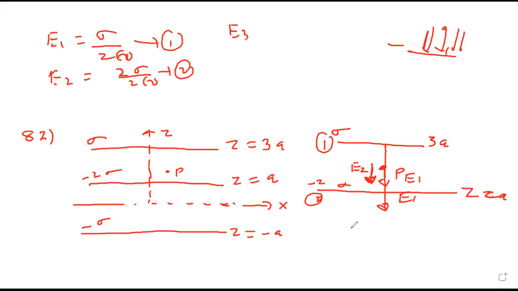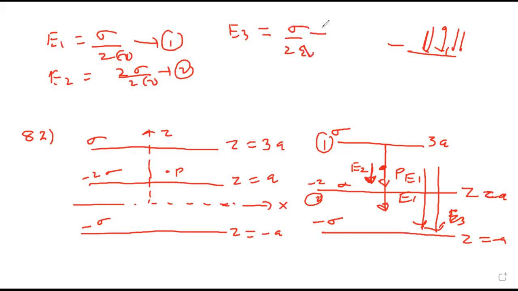Let me see what E3 will do. Z equal to minus A, minus sigma. Minus means from this point again inward only, no? E3. So E3 is again sigma upon 2 epsilon naught. Can you see all the three are directed downward only?